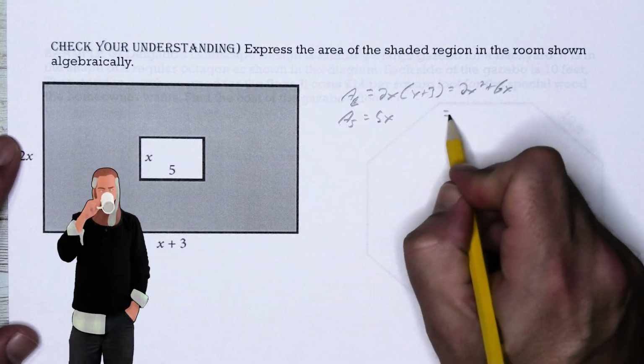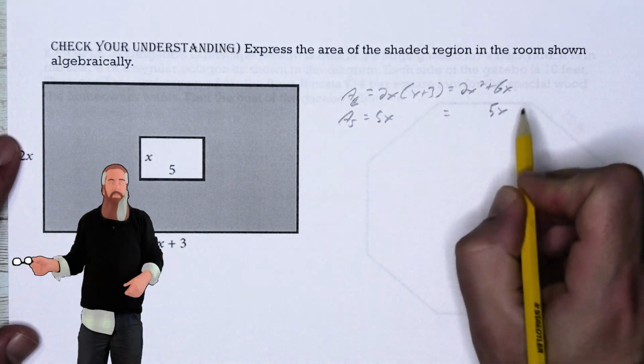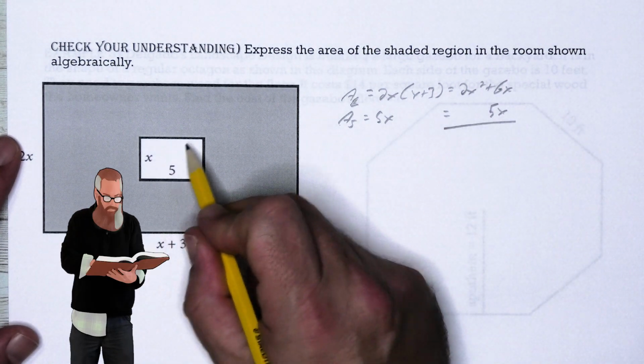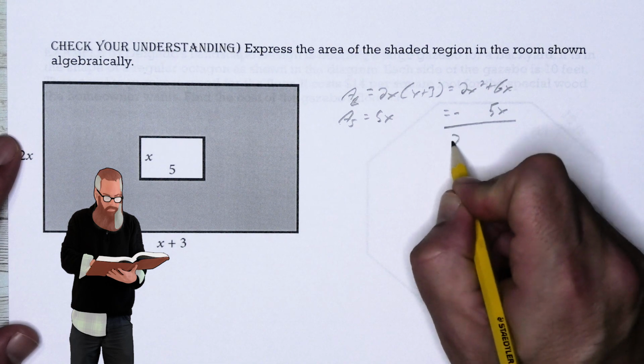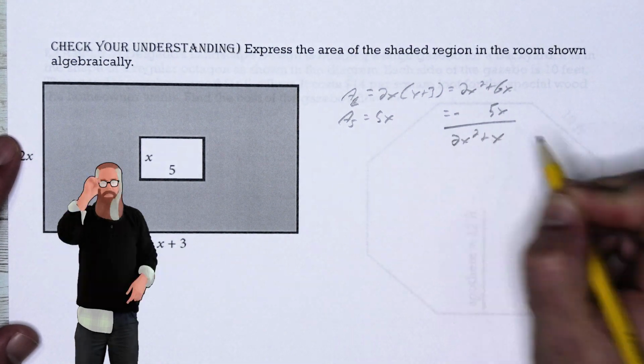There's no need to simplify this, so it's still 5x. If we subtract the unshaded area from the shaded area, then we get 2x squared plus x.